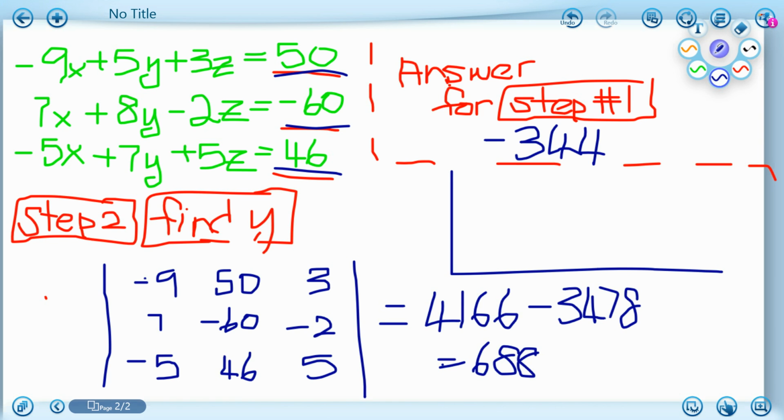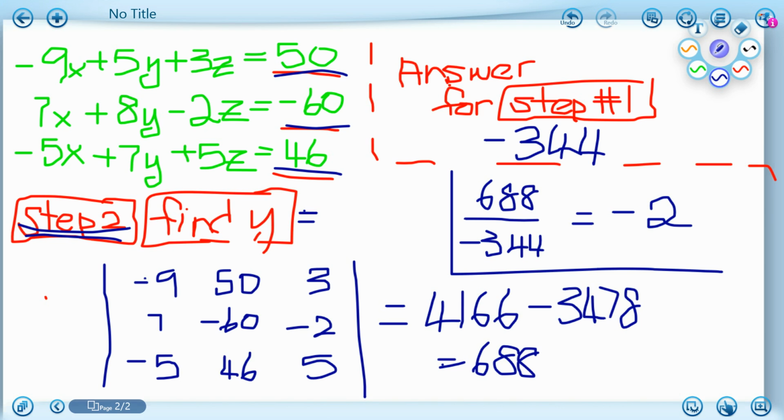Okay. Now when you get to 688, I'm going to repeat the following procedure. So I'm going to do step 2. I'm on the second part of step 2, so I'm just going to call this step 2 anyways. I'm going to get 688 step 2 divided by step 1. So I'm going to get negative 2 for my y. Okay. Are we good so far?